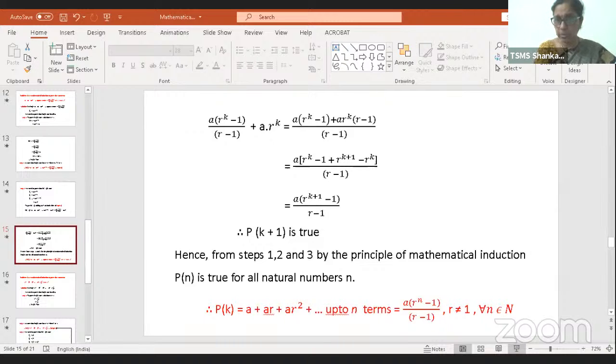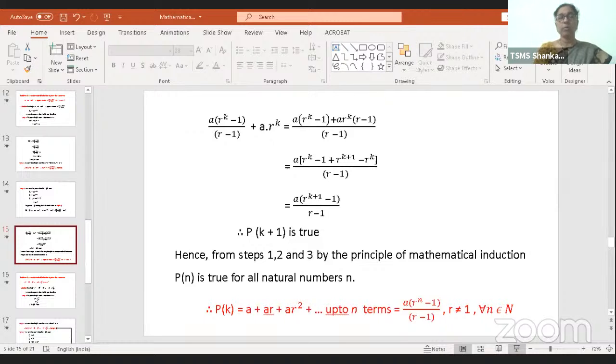Now you compare this with the right hand side. See, right hand side is there at the bottom. In the place of n, what do you have here? K plus 1. So LHS is equal to RHS and P of k plus 1 is true. Therefore, as we have satisfied and proved that the 3 steps follow, by principle of mathematical induction, it is true for all natural numbers n. And the condition is r should not be equal to 1, that sir has explained.